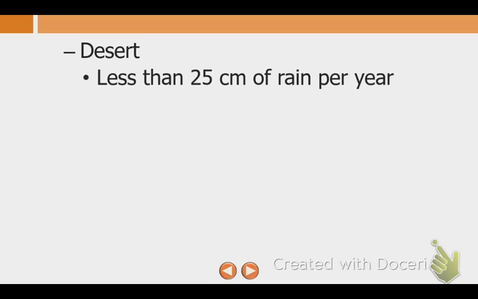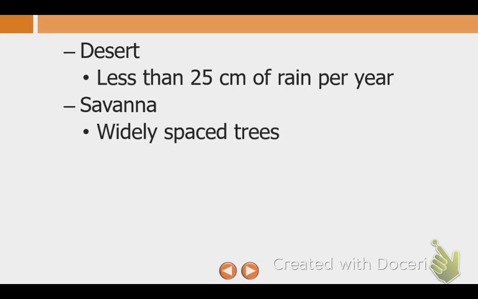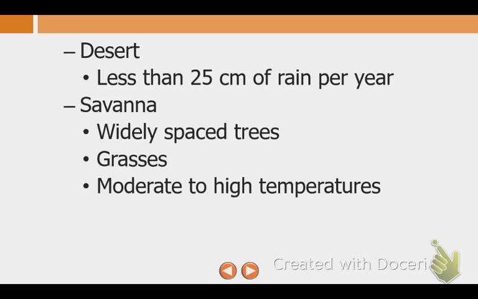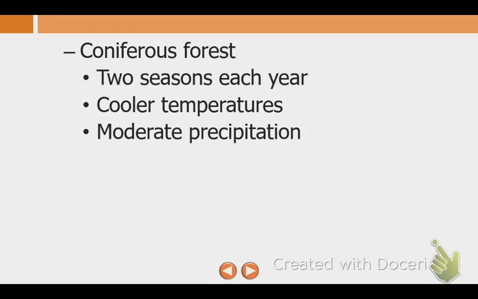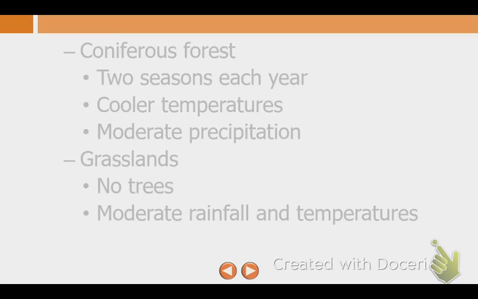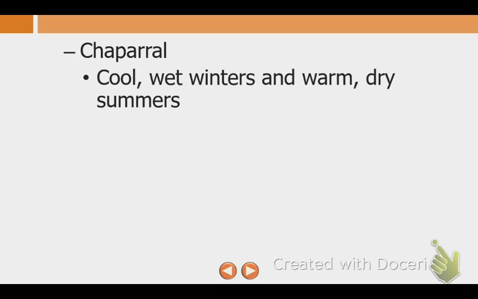A desert is going to have less than 25 centimeters of rain per year. A savanna would have widely spaced trees and also lots of grassy areas in between those trees. Then they also have moderate to high temperatures in the savanna area. So they have some high temperatures, but generally pretty moderate. Coniferous forest has 2 seasons each year. It also has cooler temperatures on average and moderate precipitation. Grasslands have no trees, moderate rainfall and temperatures, and then chaparral has cool, wet winters and warm, dry summers.